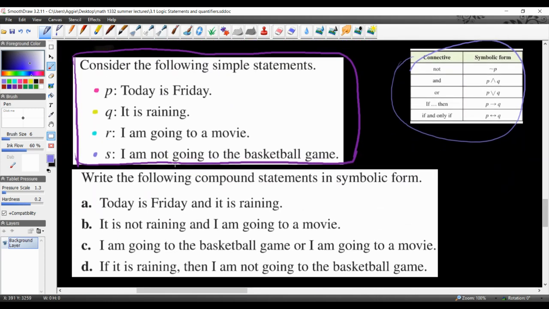So let's see. Letter A. Today is Friday. So right now, all I'm going to do is match. So I have that today is Friday, and that looks like it's letter P. So I'm going to go ahead and put a P right here.